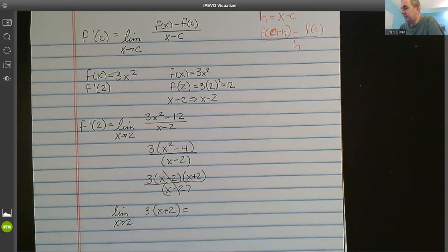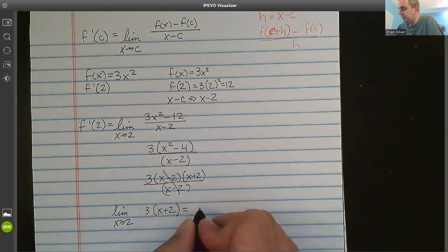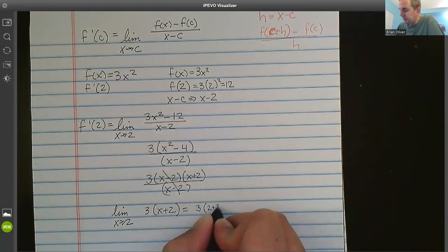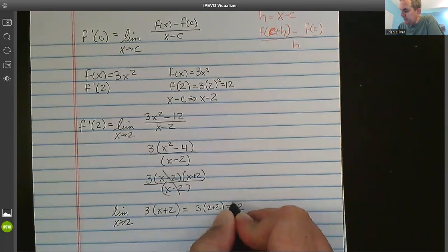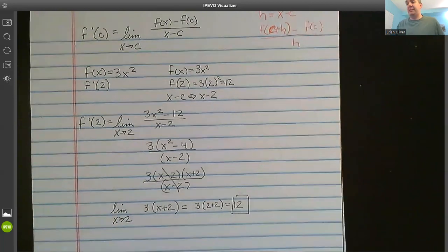And again, this is where we can go ahead and do our calculation. We plug the 2 in here. We do 3 times 2 plus 2, which is 4. That gives me 12. So that tells me that the slope of this curve at 2 would be 12. Okay, so that's one way to do this.